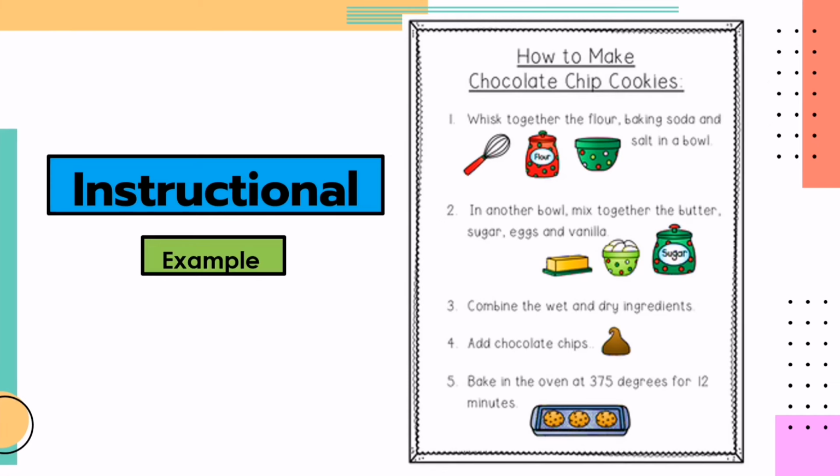So, we have here the example, how to make chocolate chip cookies. So, ayan, meron tayong mga steps 1 to 5. Number 1, whisk together the flour, baking soda, and salt in a bowl. Number 2, in another bowl, mix together the butter, sugar, eggs, and vanilla. 3, combine the wet and dry ingredients. 4, add chocolate chips. And 5, bake in the oven at 375 degrees for 12 minutes. So, ayan, ang example ng instructional text.